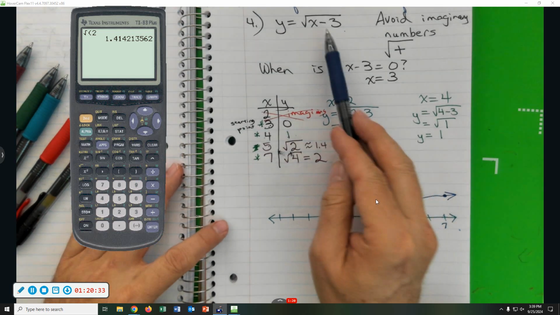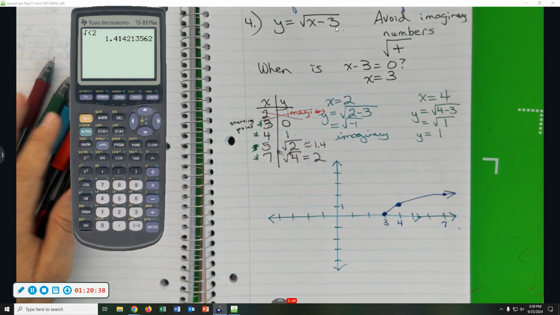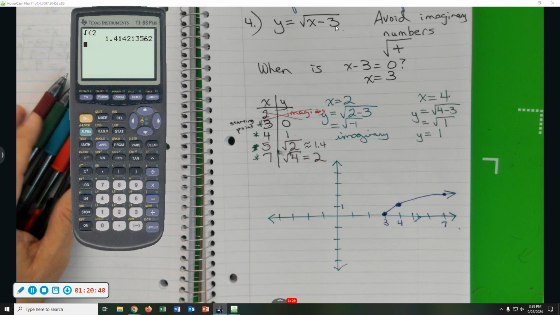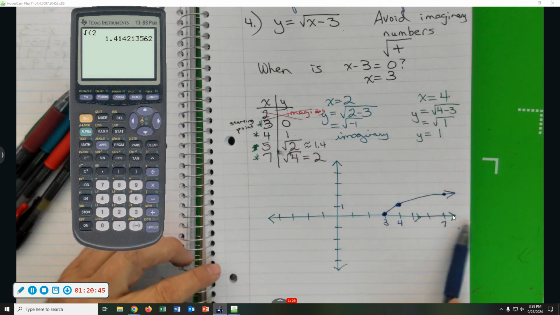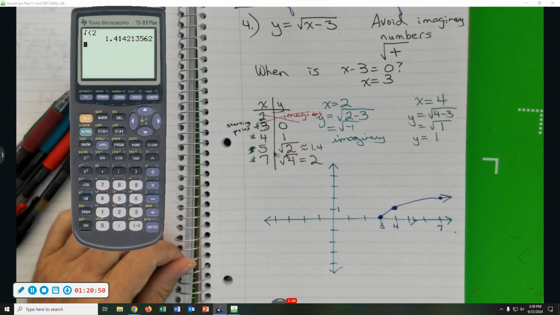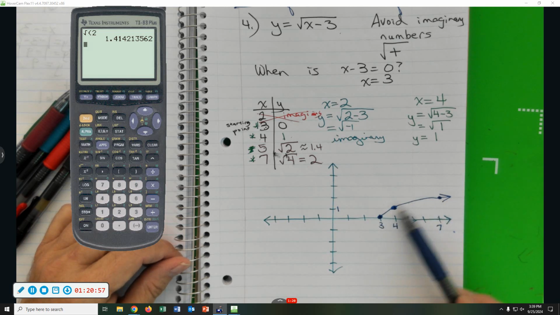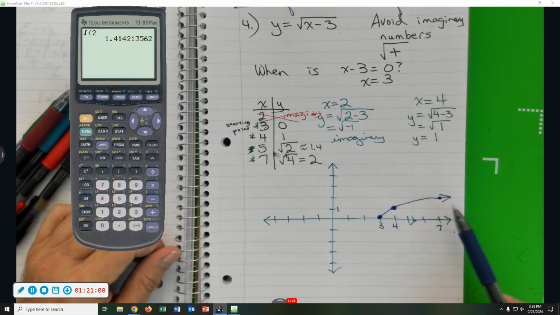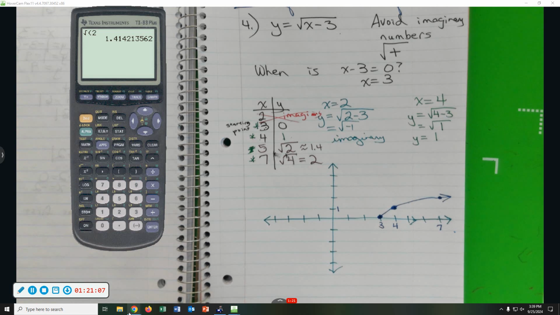Suppose we plugged in 103. 103 minus 3 is what? 100. What's the square root of 100? 10. So if you went out 103 units out here, or over there by that folding wall, you're only up 10 units. So the graph is increasing, but it's very gradual. The bigger the X values get, the slower the rate of increase. But that's all stuff you don't need to know.